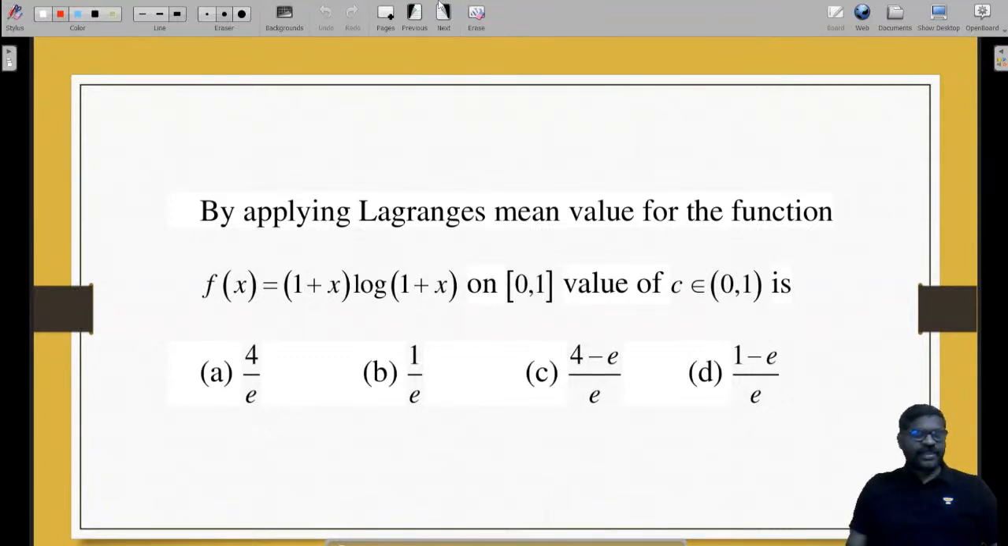Understood? Next problem. By applying Lagrange's mean value theorem for the function f of x equal to 1 plus x log 1 plus x on closed interval 0 comma 1, the value of c is? See, if you apply Lagrange's mean value theorem for the given function, then what is the value of c?